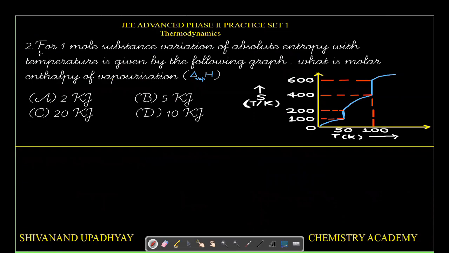Question number 2. For 1 mole of substance, the variation of absolute entropy with temperature is given by the following graph. What is the molar enthalpy of vaporization? So this is the graph. It is starting from 0 Kelvin and moving to 100 and more. At 0 Kelvin, a substance will exist in the solid state. So this part is related to heating of solid.